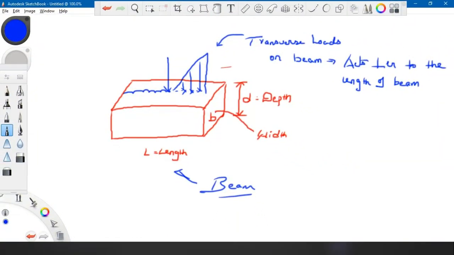As you can see, this is the length. Length is the largest dimension, this is width B, and this is depth D. These two are the lateral dimensions. So a beam is going to have a length which is very high compared to its depth and width.